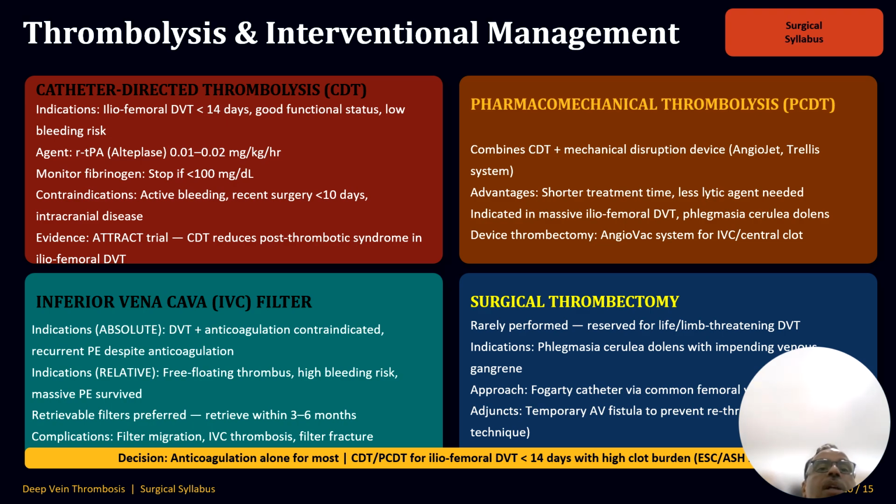Relative indications are any free floating thrombus, high bleeding risk where CDT or other agents may not be so useful, or a massive pulmonary embolism patient who has survived. In such cases, an IVC filter should be used. Retrievable filters are preferred over non-retrievable filters, and generally the filters are retrieved within 3 to 6 months.